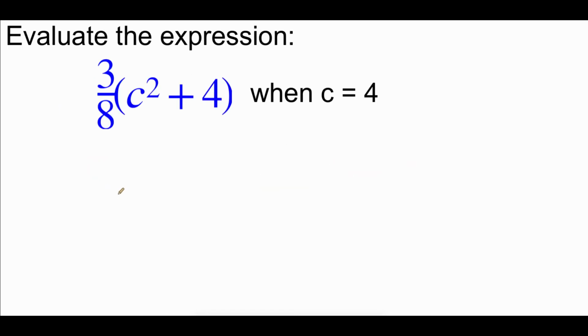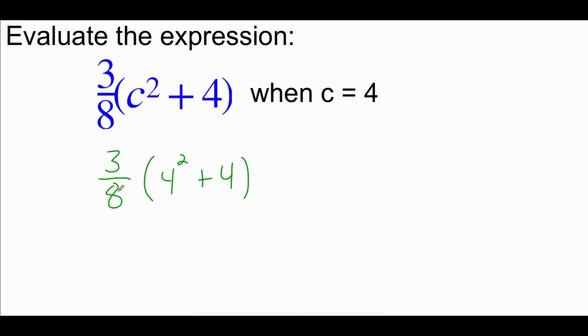Similar things happening in this example. We've got 3/8 times c squared plus 4. And we're supposed to evaluate that when c is 4. So I'm going to take that 4 and I'm going to plug it in for my c value. So we've got 3/8 times, get rid of the c, replace it with a 4. So 4 squared plus 4.